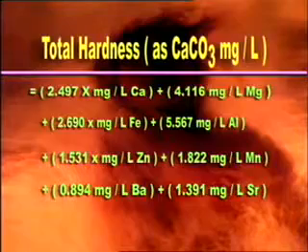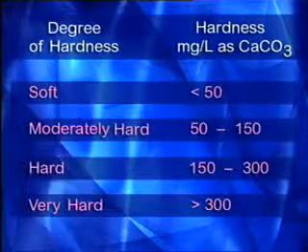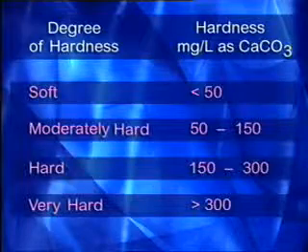The formula used is... Depending on hardness value, water may be described as soft, moderately hard, hard and very hard. Generally, hard water is considered suitable for human consumption. However, excessive hardness is objectionable due to many reasons.